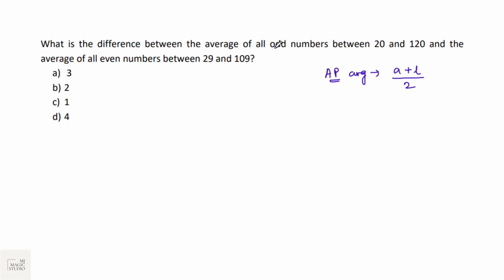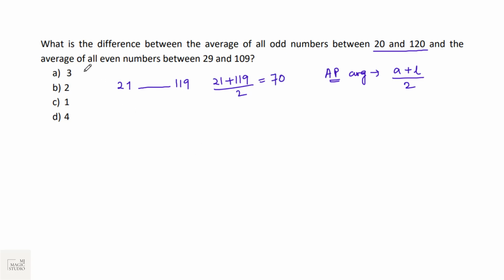What is the difference between the average of all odd numbers between 20 and 120 and the average of all even numbers between 29 and 109? Between 20 and 120, odd numbers range from 21 to 119. And we know that this is an AP series because the difference between two terms is 2. Next is 23, then 25. So the average of these numbers is simply 21 plus 119 divided by 2. That is 140 by 2, that is 70.